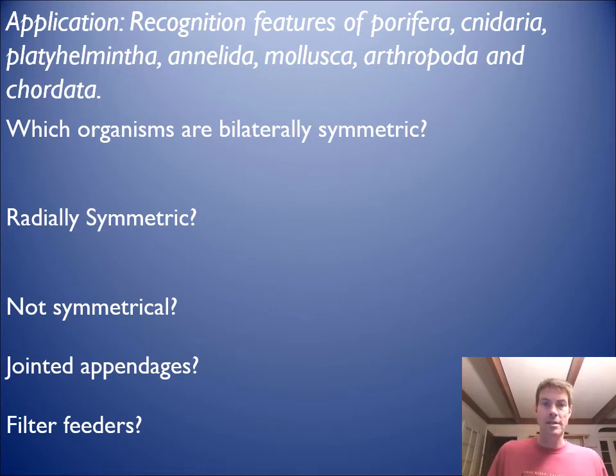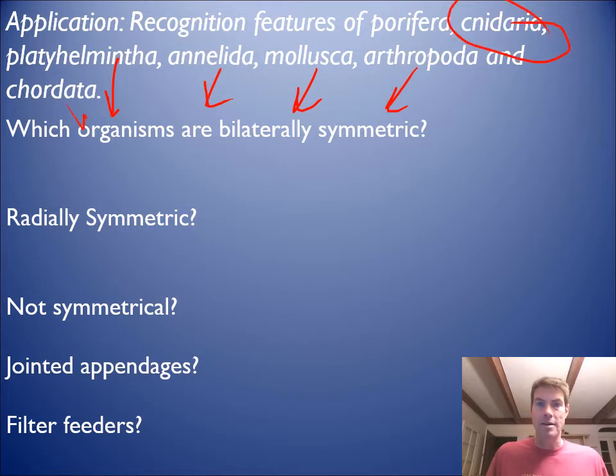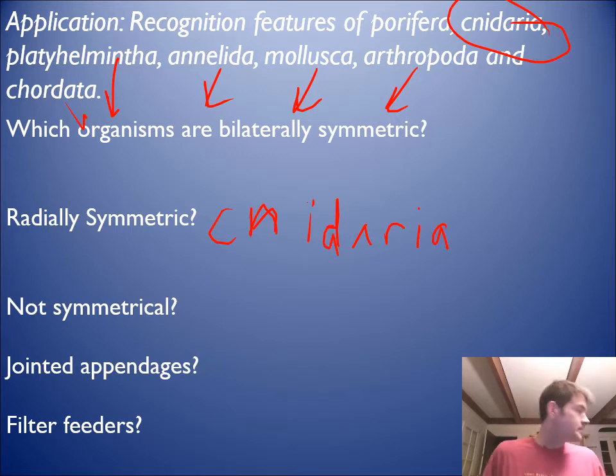So bilaterally symmetric out of all of these basic animal groups, platyhelminthes are, annelida are, mollusca, arthropods, and chordata. So most of them radial, that's just the cnidarians. Cnidaria. Not symmetrical. Guess which one? Porifera. No real symmetry at all. Just a sponge, a mass. We have a sponge back in the room.